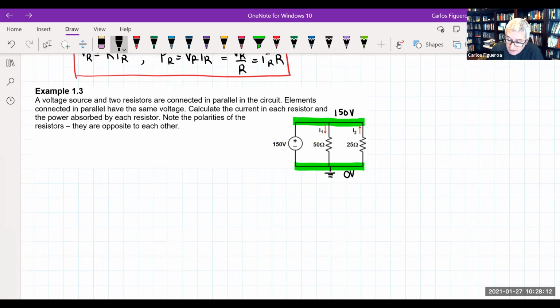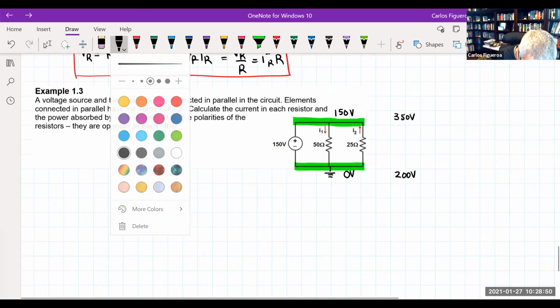By the way, I could have called this up here 350 volts, and I could have called this guy 200 volts, and that's totally legit. But what's customary is to call the negative terminal 0 volts. Why? Because it's easier. So our goal here is to calculate the current through each resistor, and to calculate the power absorbed by each resistor. So let's do that.